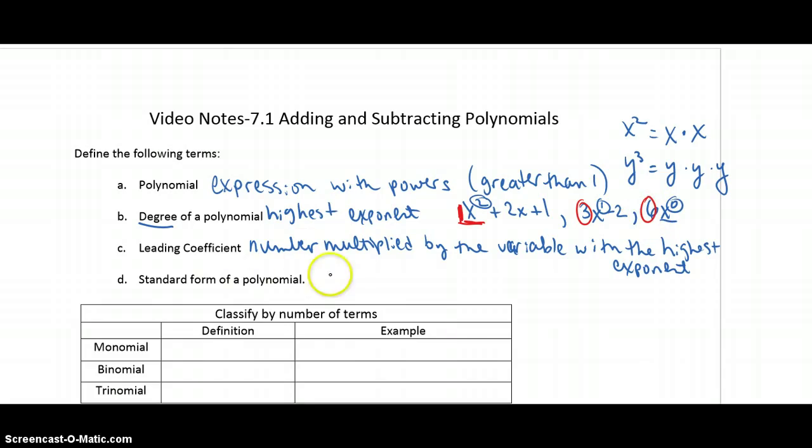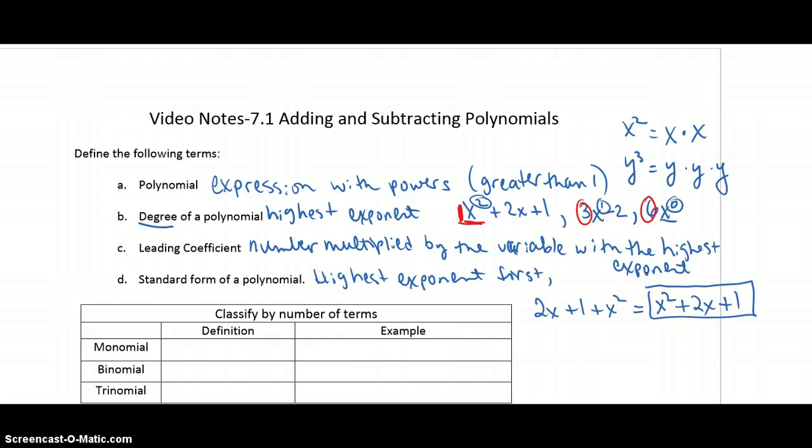When you write a polynomial in standard form, you write the highest exponent first, and then in descending order after that. So for example, if I were to write 2x plus 1 plus x squared, that would not be in standard form. I need to turn that into x squared, which has the highest exponent, and then 2x, which has an exponent of 1, and then 1 would come last. So this would be standard form. They are equivalent, but later on it'll be easier for us to solve and graph if we write it that way.